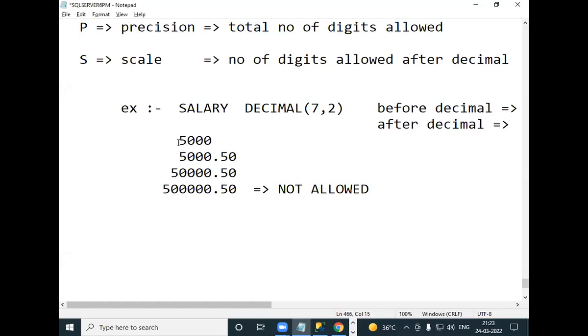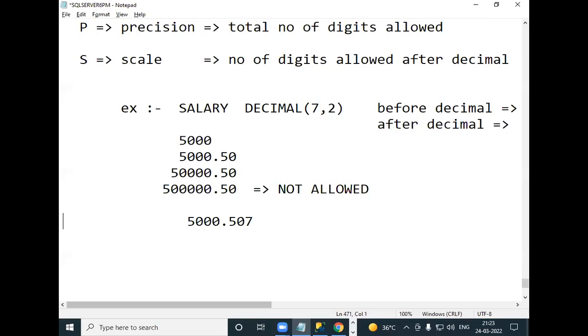So 5,000 is allowed. Even if you enter 5,000, SQL Server stores 5,000.00. 5,000.50 is allowed, 50,000.50 is also allowed. 5 lakhs.50 is not allowed, because it contains how many digits? 6. But allowed is what, sir? 5.